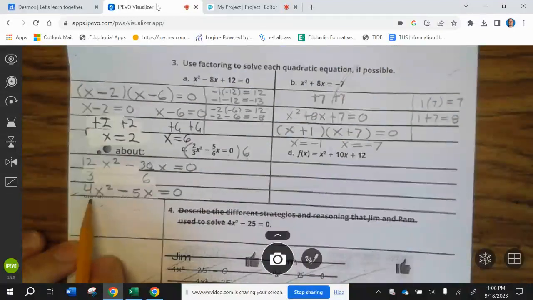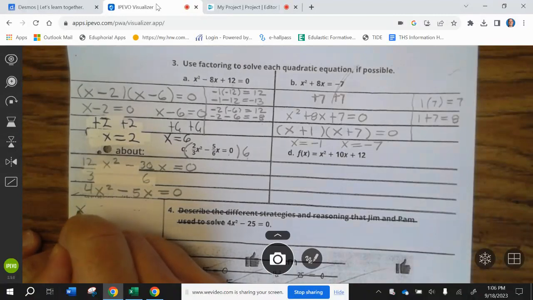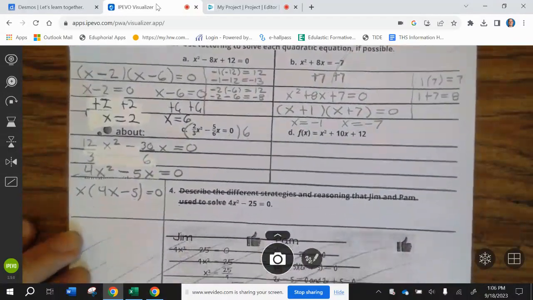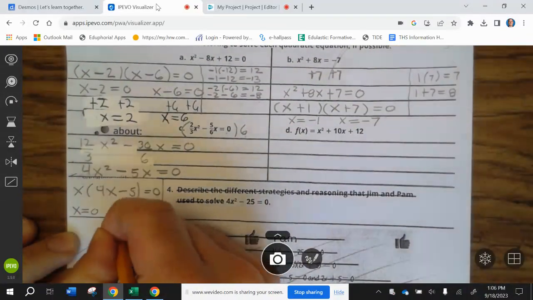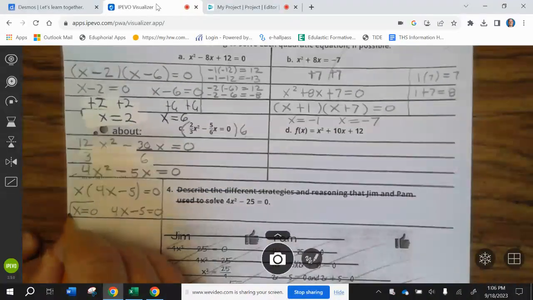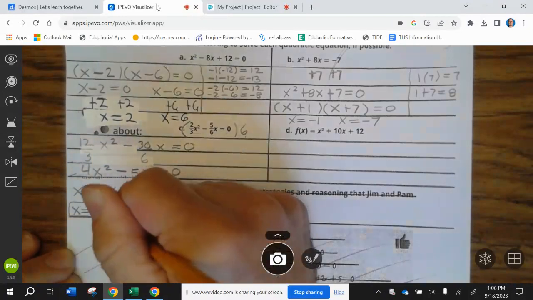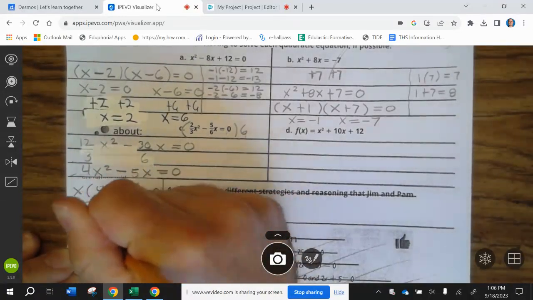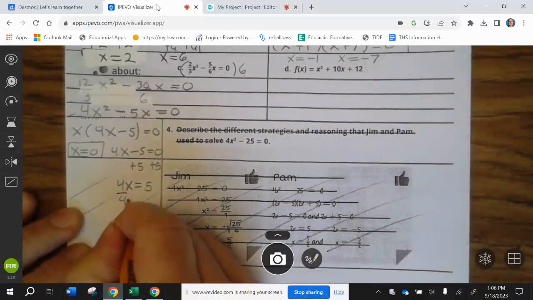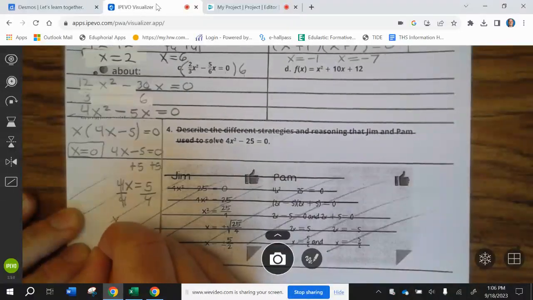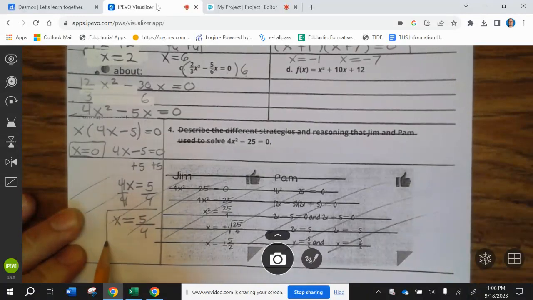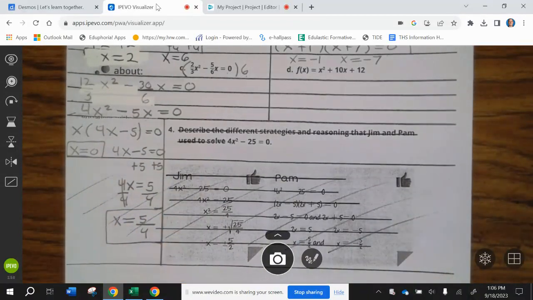So then we can actually factor out an x from both, which leaves x times 4x minus 5 equal to 0. So x equals 0 and 4x minus 5 equal to 0. So there's one of our x values. Now we add 5 to both sides. You get 4x equals 5. Divide both sides by 4. X equals 5 divided by 4. All right, go ahead and finish that up.